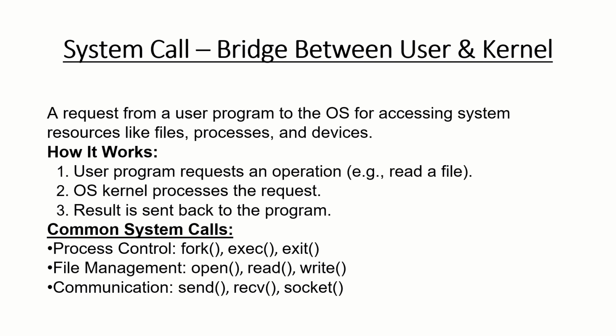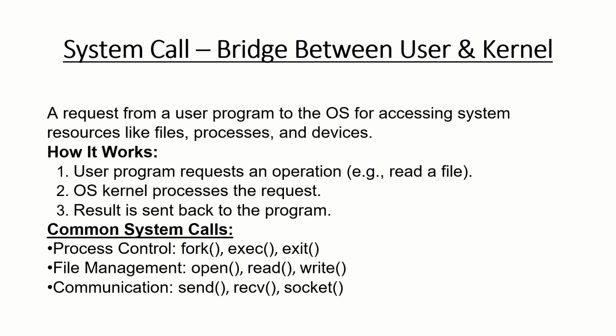Coming to the system calls, since programs in user mode cannot directly access system resources, they rely on system calls to communicate with the OS. A system call is a request made by a user program to the operating system for performing tasks like file operations, process management, and device control. Some of the system calls include read and write functions for file operations, fork used to create a new process, exec used to run a new program inside an existing process.